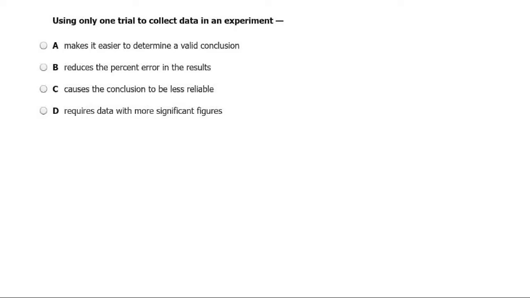Using only one trial to collect data in an experiment, as you should remember from prior science classes, is bad because one trial could have an error. So let's think about this. Using only one trial makes it easier to determine a valid conclusion? No. It actually makes it harder, because having one trial, something could have happened and your conclusion is much less valid. More trials is better.